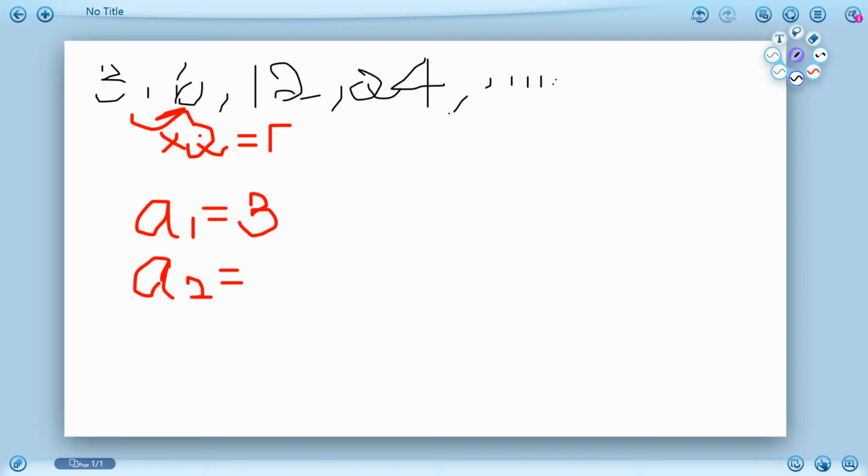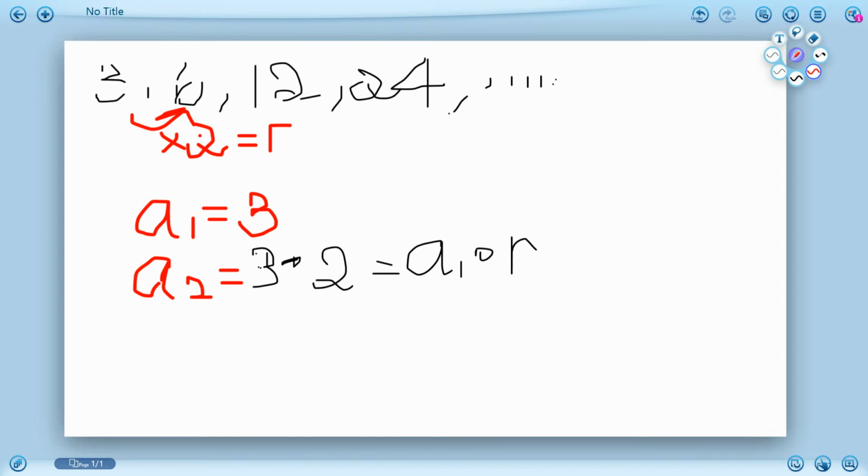Now, in order to get to the second term, we have to do 3 times 2. Do you agree? In other words, we have to do a sub 1 times r. This wasn't too bad. Now let's go into a sub 3.